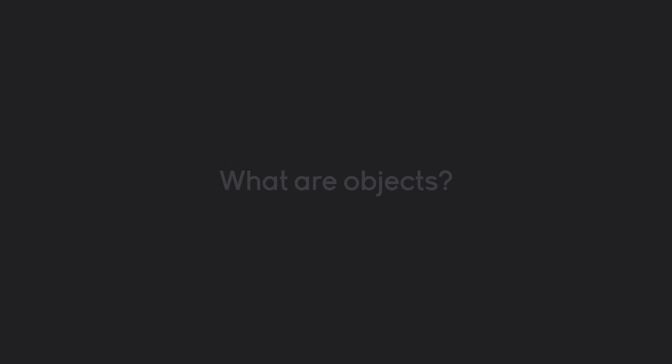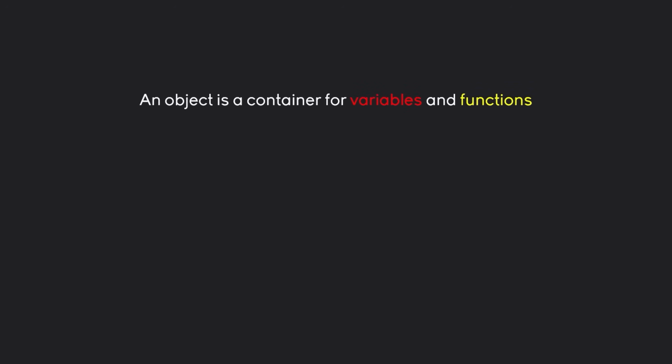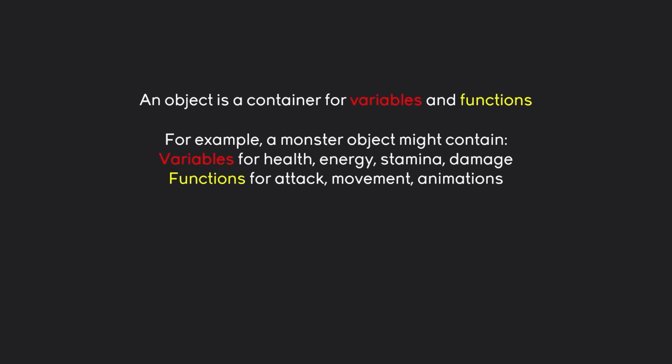Let's get started by talking about what objects are in the first place. An object is just a container for variables and functions. For example, we could make a video game with lots of monsters. I think video games are a really good way to explain objects, so I will stick with that for this entire video.